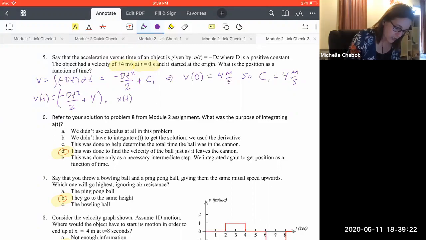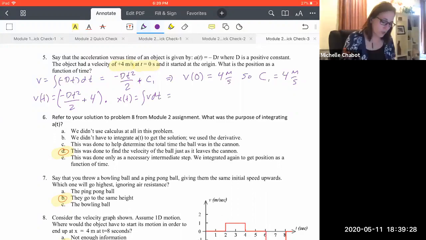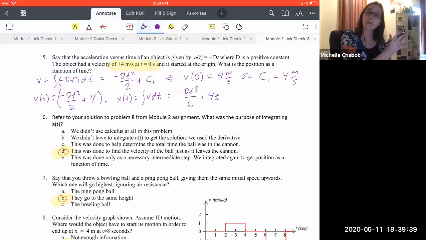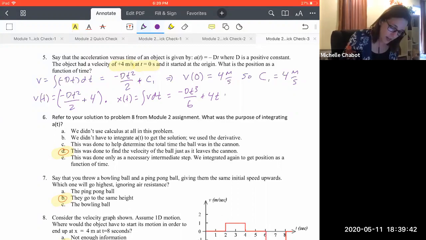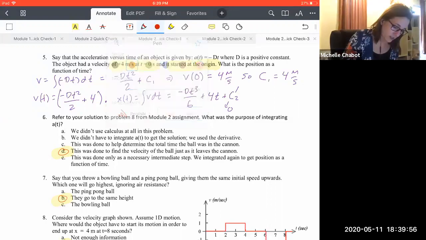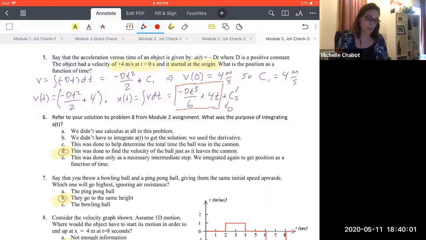So x as a function of t is then the integral of v dt. And so that's equal to negative D t cubed over 6 plus 4t. See how I have to keep the constant of integration in, and that's now my new velocity function. I integrate that, and then I have plus C2. Now, because it started at the origin, that tells me that at t equals 0, x equals 0. So C2 is just 0. So my final answer is, in fact, for x as a function of t, negative D t cubed over 6 plus 4t.